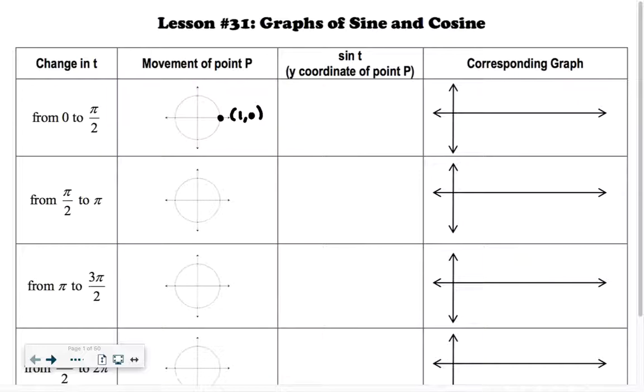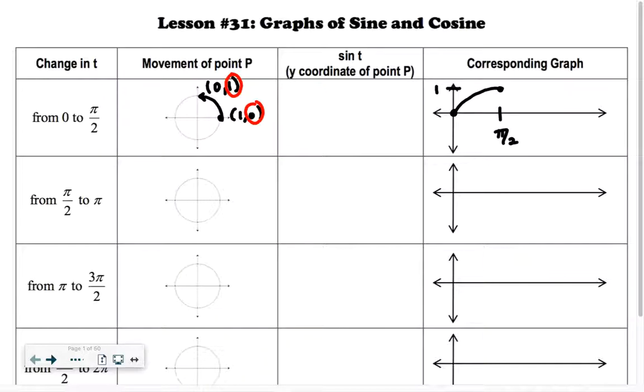So then when we go all the way up to pi over 2, our sine value changes. So this goes to the point 0, 1, which has a sine value of 1. So basically our sine, when we move from 0 to pi over 2, we go from a height of 0 to a height of 1, right? So on our corresponding graph, when I go from 0 to pi over 2, I go from a height of 0 to a height of 1. Okay, we talked about that yesterday as we used the whiteboards.